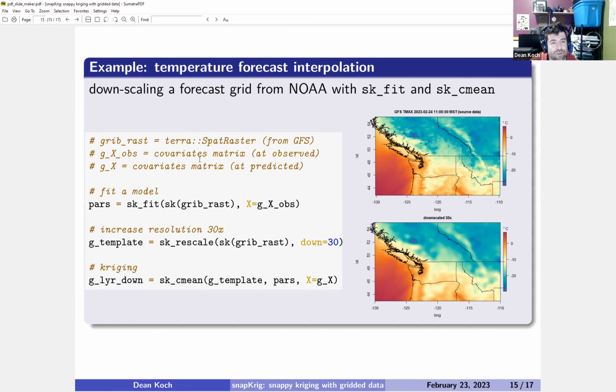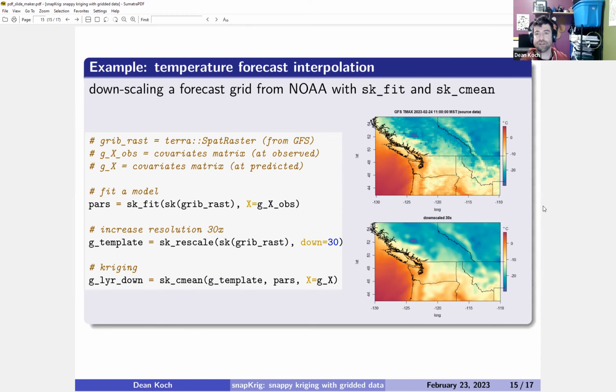I also include a covariate matrix that has a column for elevation and a column for the climatic norm, so the normal maximum temperature that we would expect at this time of year. And these 3 lines of code are all it takes to get a pretty reasonable kriging prediction at a much higher resolution from this coarse global forecast system data.